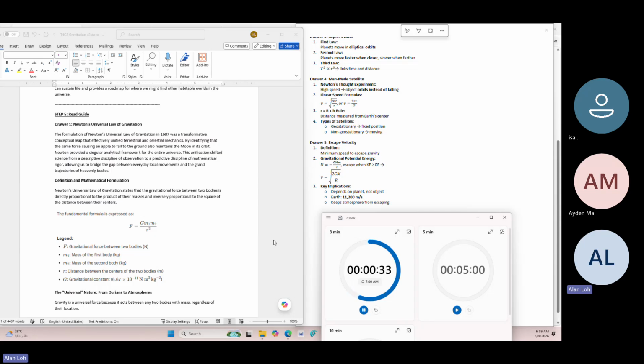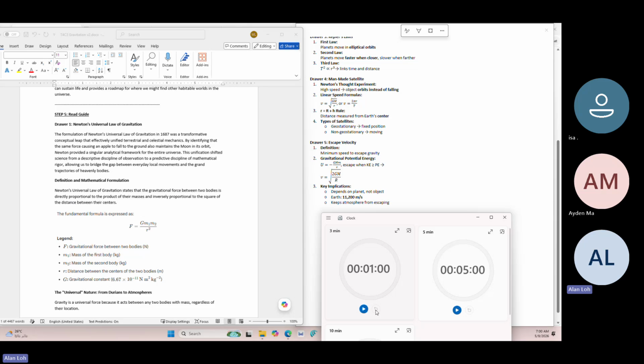Aiden, you wrote something. Could running on a track be a good example? Like if you're on a closer track, it's easier. Okay, let me finish the timer first. Right, to answer your question, it is not like running on a track.